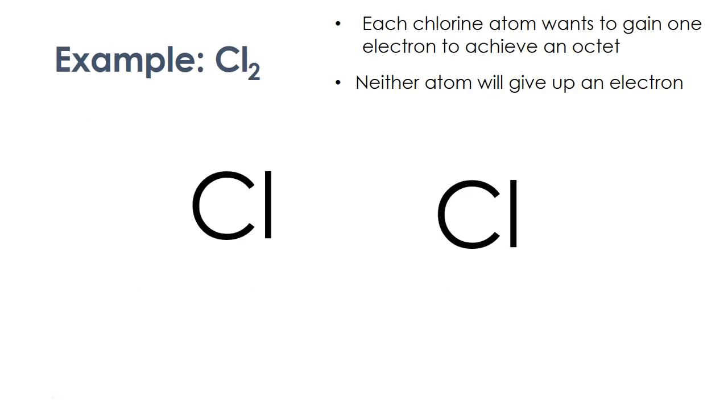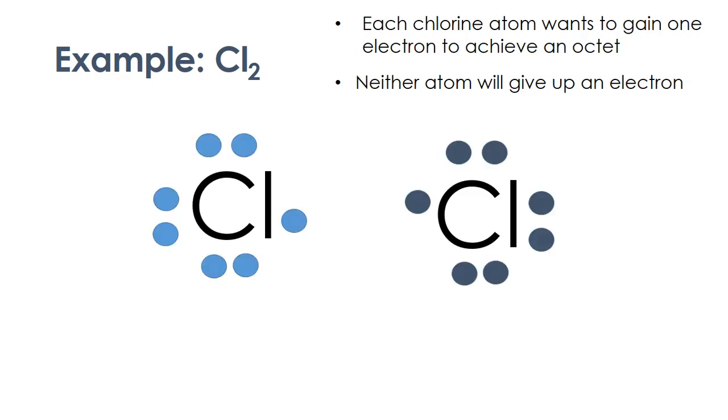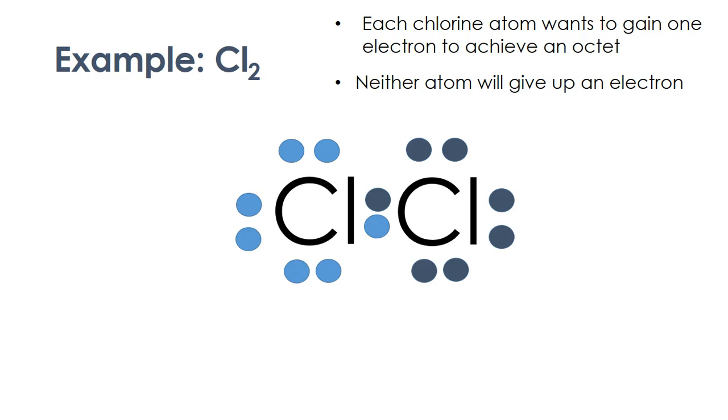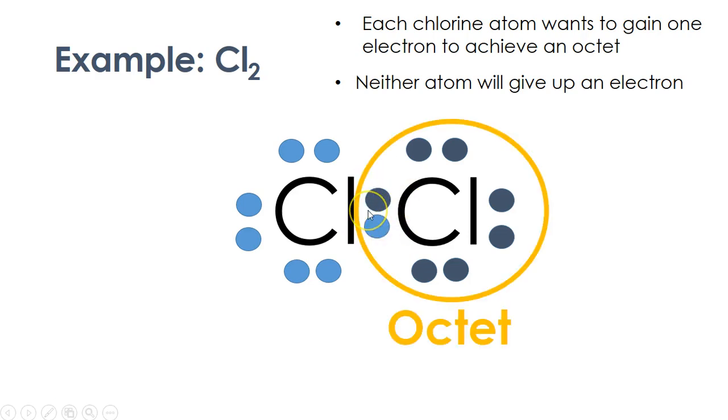Let me show you an example. We have Cl2, with 2 chlorine atoms. Each chlorine atom has 7 valence electrons around it, and each wants to gain 1 electron in order to achieve an octet. Because there's no metal present, neither atom will give up an electron. Therefore, they're going to share their electrons. These 2 chlorine atoms come together and share these electrons in the middle.